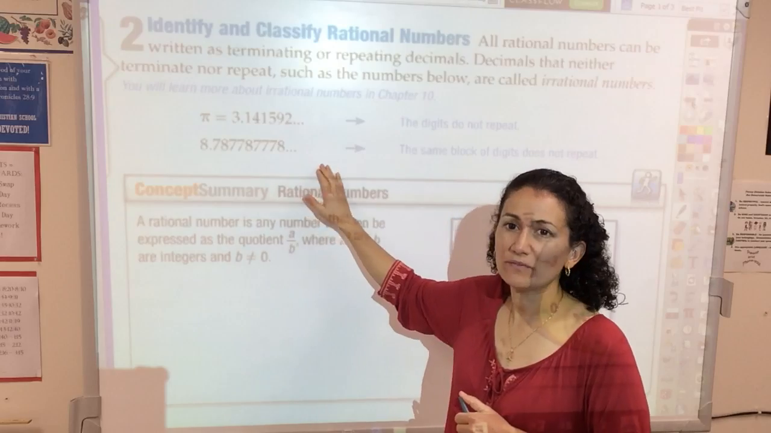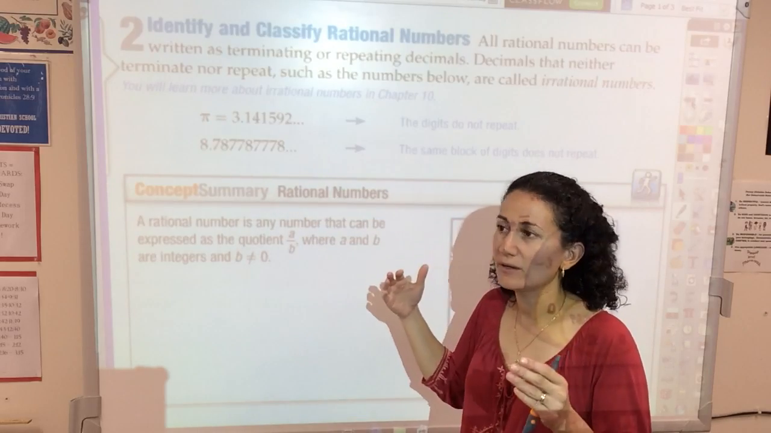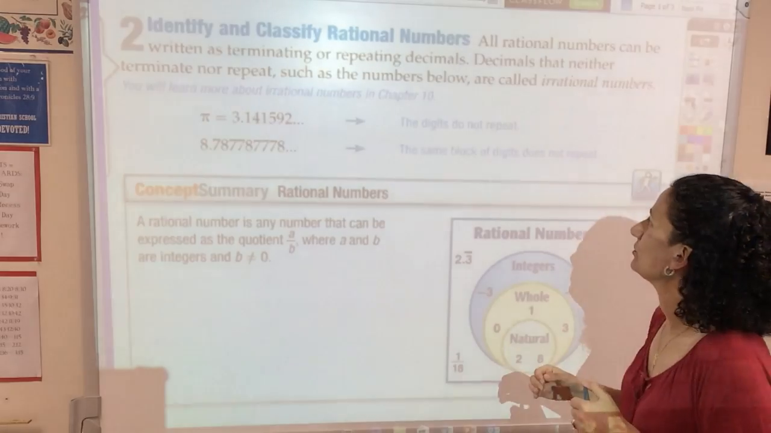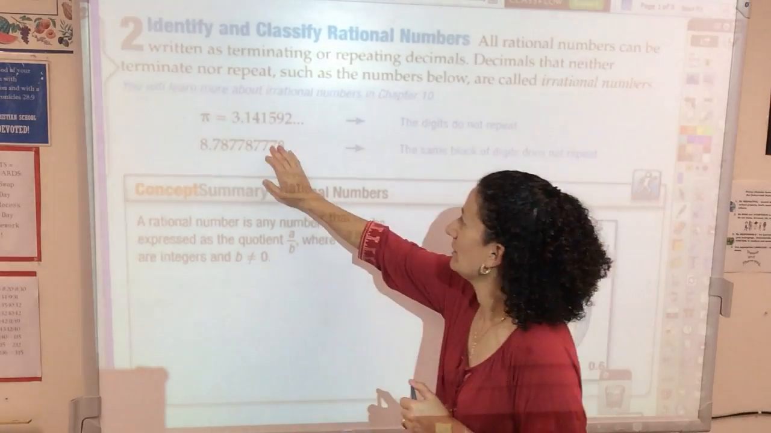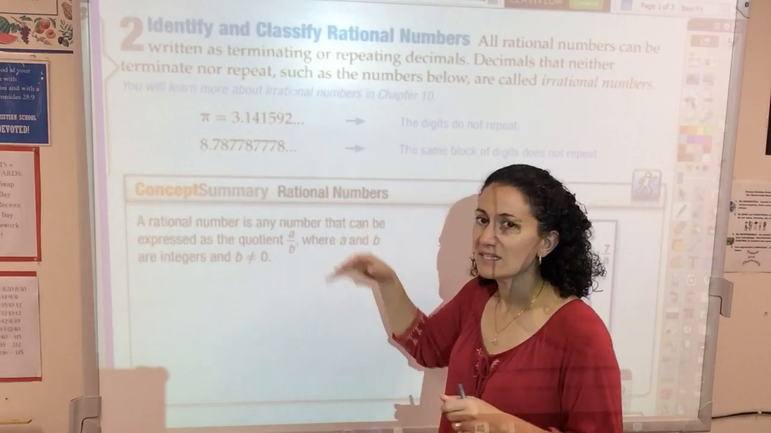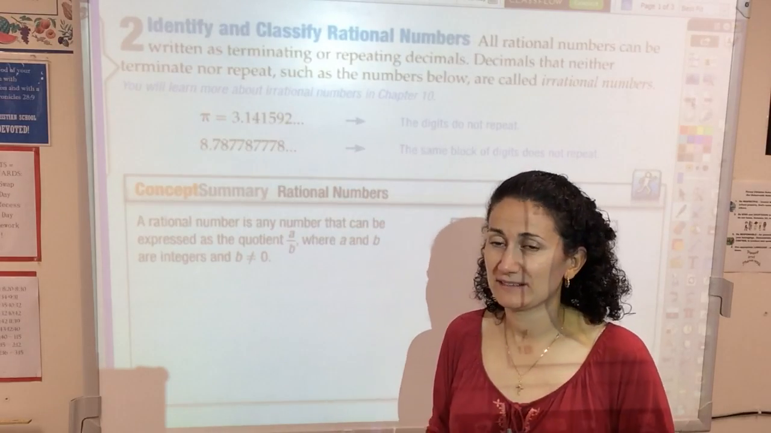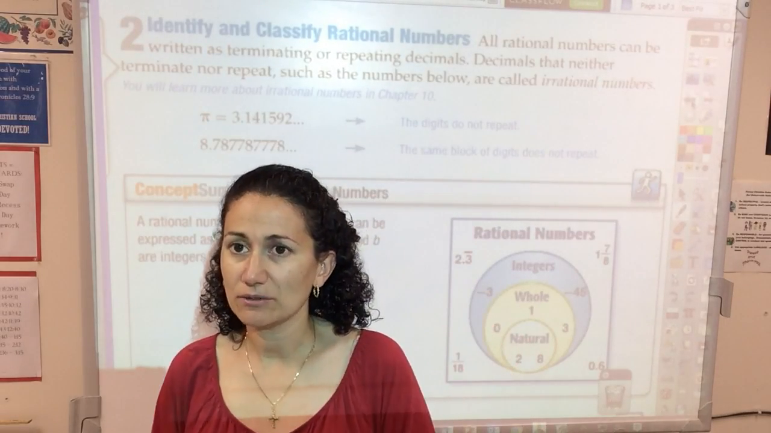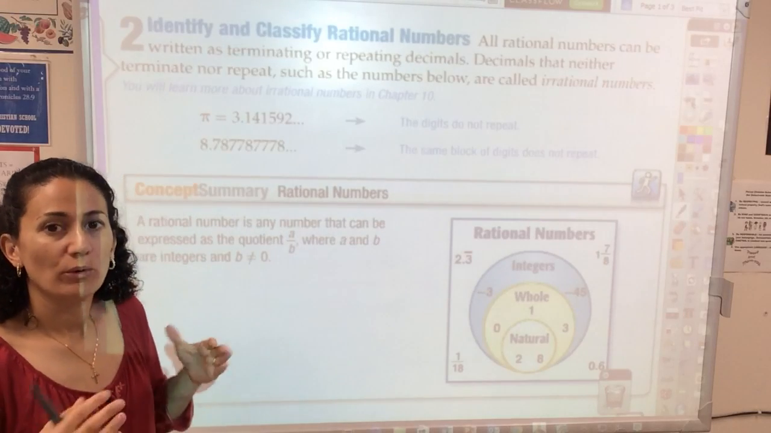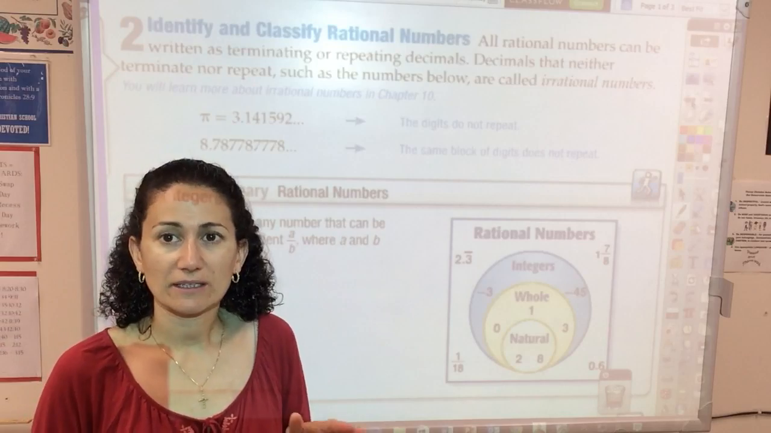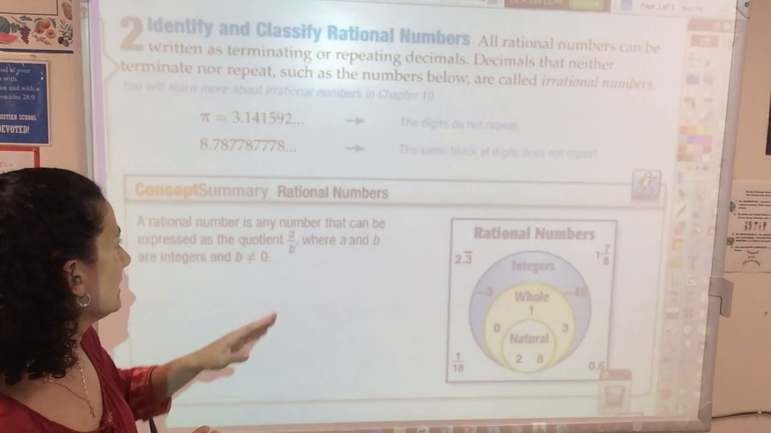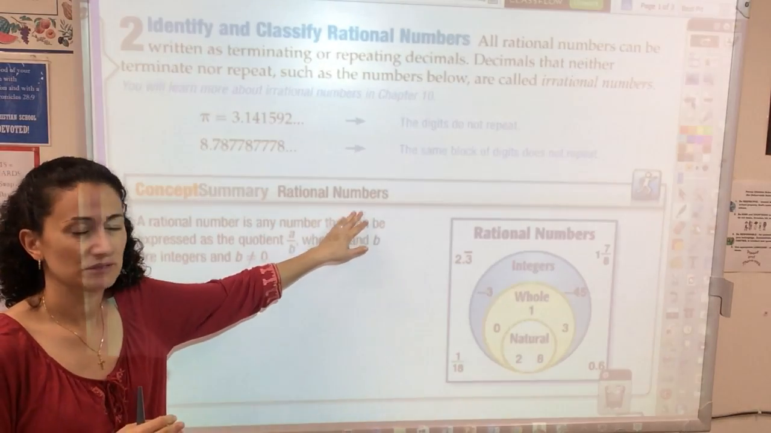8.787787778. You can probably figure out what comes next. However, this is not a repeating decimal because the same block of digits does not repeat. Each time you're adding another 7. It looks like a repeating decimal, but it isn't. This is actually an irrational number. We are going to talk more about irrational numbers later on. What I'd like to talk to you about today is rational numbers.